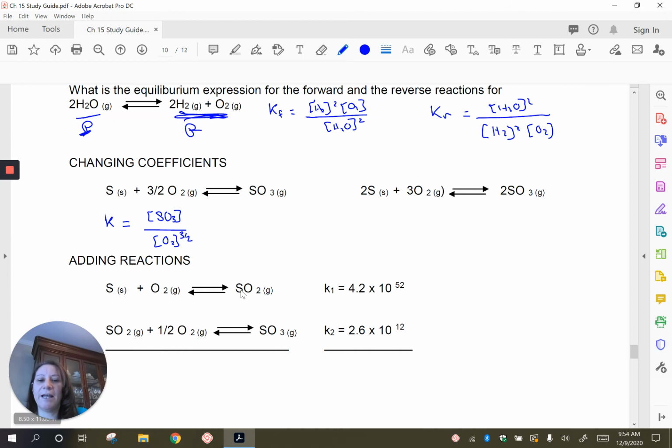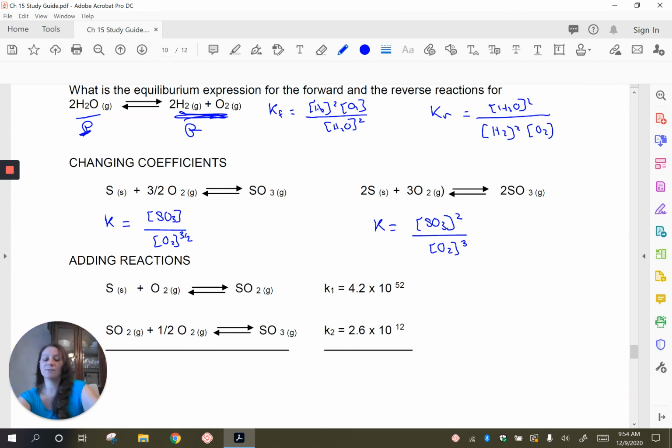Now let's look at this reaction. Well, I doubled it, right? This reaction is double of this reaction. Well, let's write the K expression for this. It would be the concentration of SO3 squared over the concentration of O2 to the 3rd. So how do these K's relate to each other?